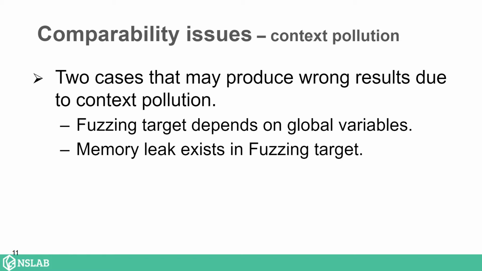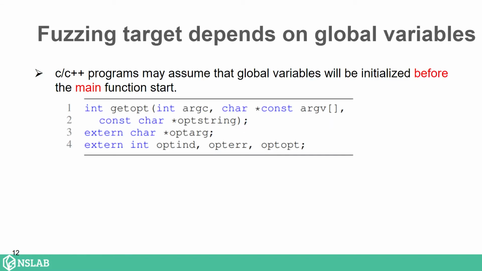We identified two cases that ignore crash mode cannot handle or may behave wrongly due to context pollution. Now let's go through each of them. The first case is when the fuzzing target depends on global variables. In C programs, we may assume that global variables will be initialized before the main function starts. However, since libFuzzer treats the fuzzing target as a callback function, some initialization will not happen again when you run the fuzzing target again. Take the code snippet below for an example.